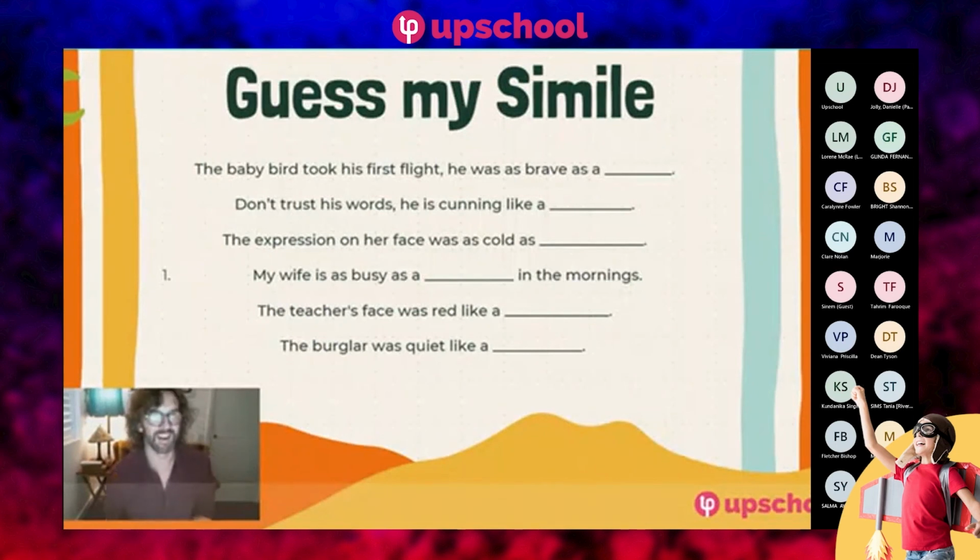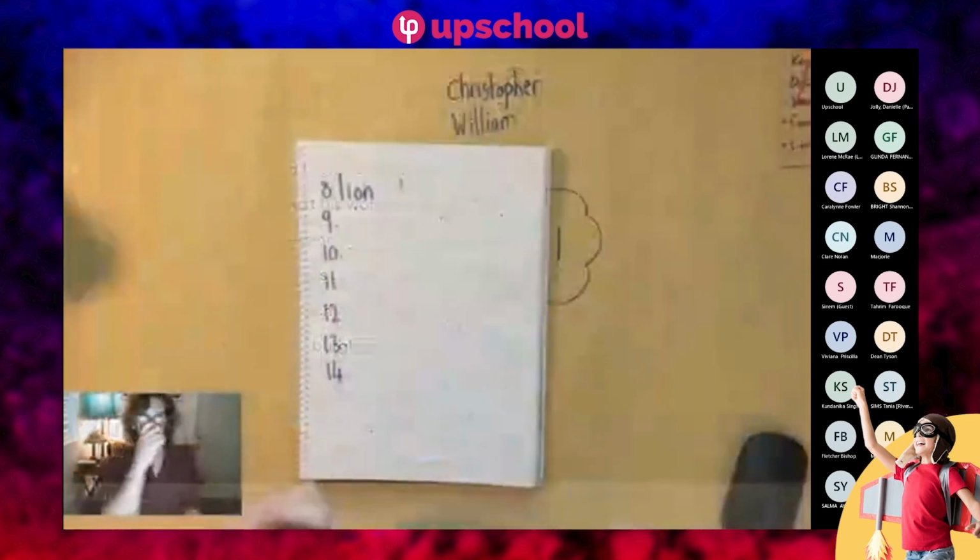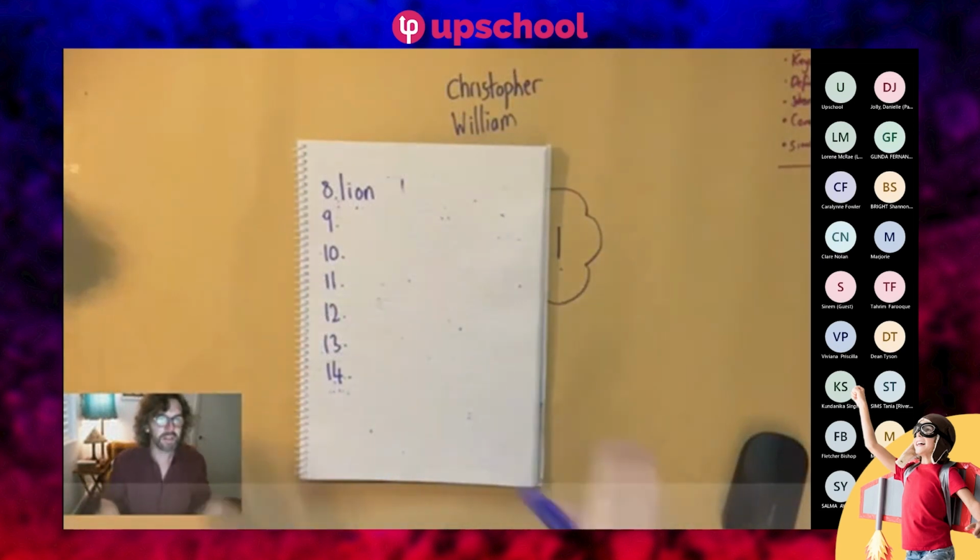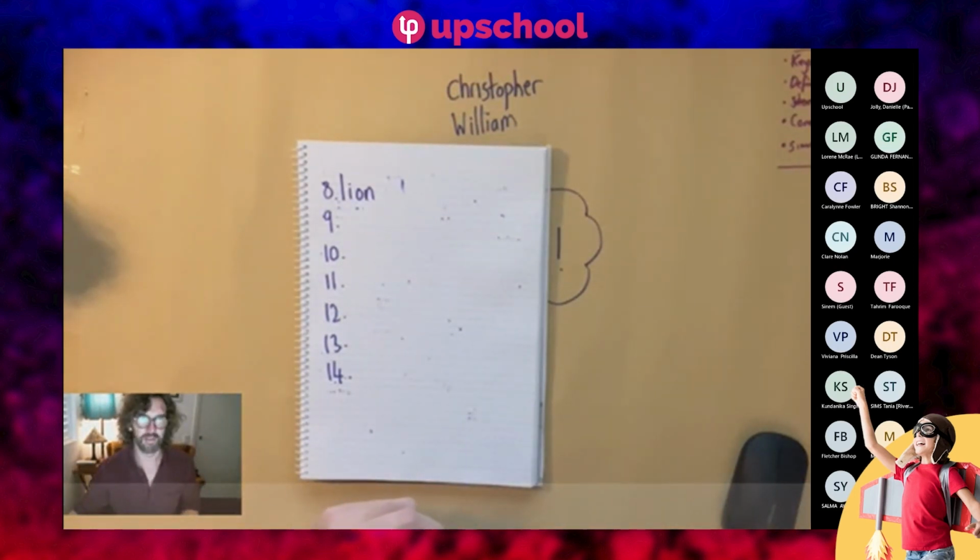Number 8. The bird took his first flight. He was as brave as a what? What is the bravest thing? Well, in my mind, he was as brave as a lion, the king of the jungle. As brave as a lion. That little bird jumping out of the nest, tweet, tweet, tweet, for the first time, as brave as a lion. Tells me exactly how brave he was.